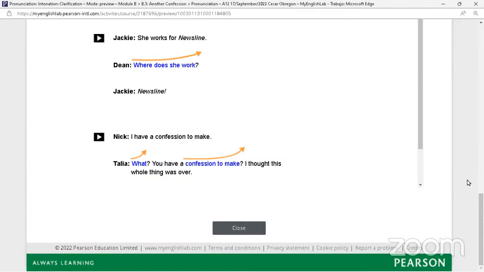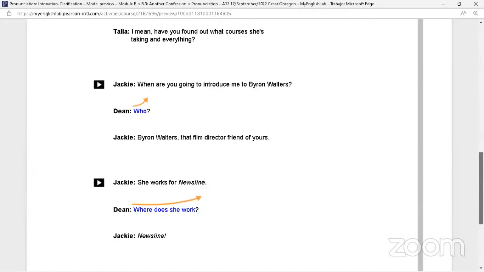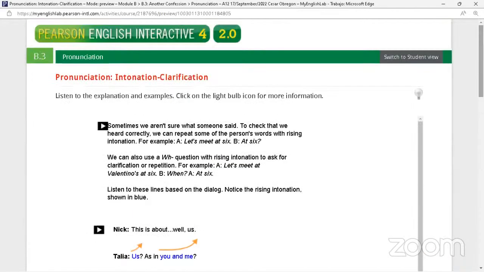Okay. So remember, we do the rising intonation in expressions for clarification, okay? When we need to confirm something. I will leave these reviews available so you can practice again, okay? It's okay.